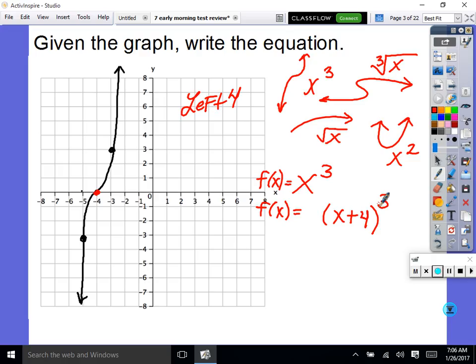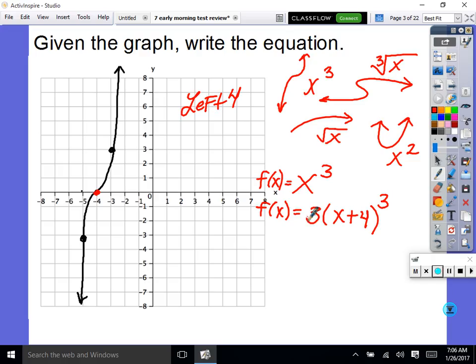And then we've got to look to see if it's a stretch at all. You always check by going over 1. And then if it's up 1, there's no stretch or compression. But this one's over 1, up 1, 2, 3 units. And you have to do that from the new starting point. So that's a stretch of 3.